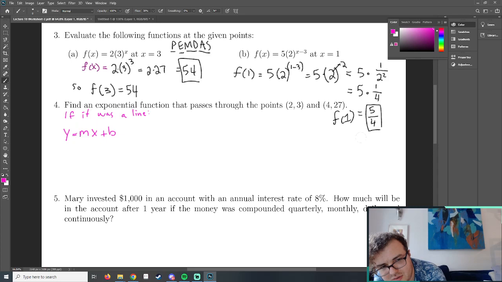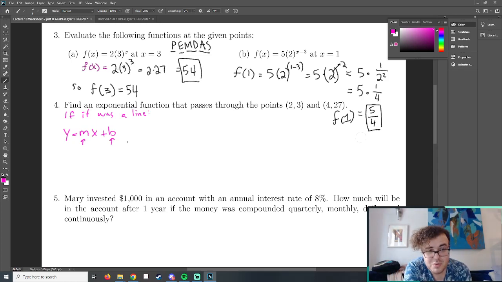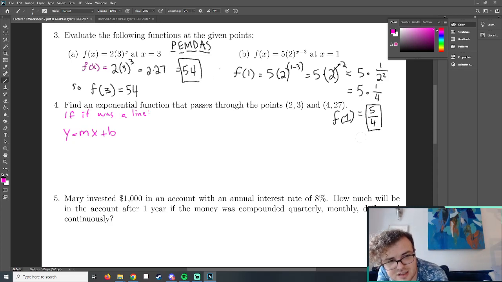Then we'd have to think, okay, well, y and x are just variables, but m and b are numbers that we need to know, right? So we need to find this, and we need to find this. We can find m by using our slope formula, and once we have it, we can plug in x, y, and m and solve for b, the y-intercept, right? Now, this isn't a line, so we won't be doing that, but we'll be doing something remarkably similar.